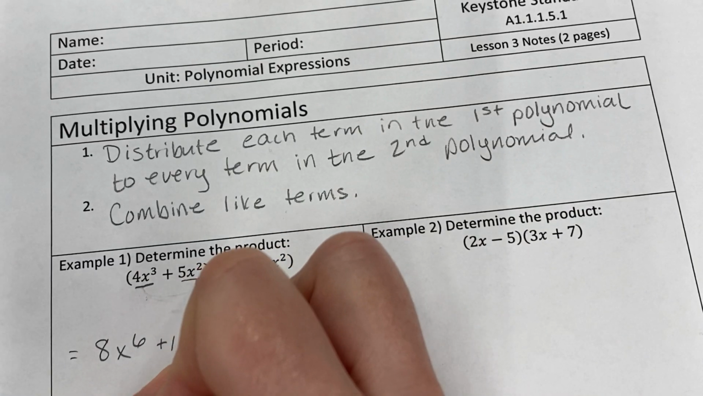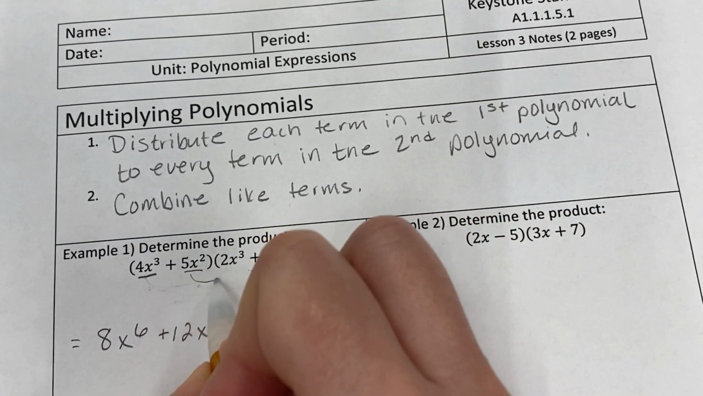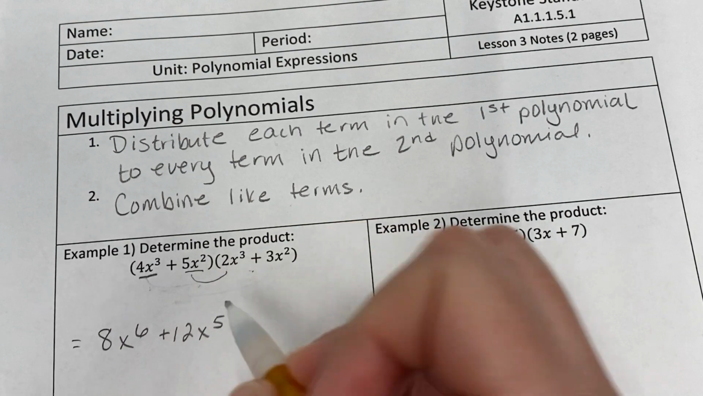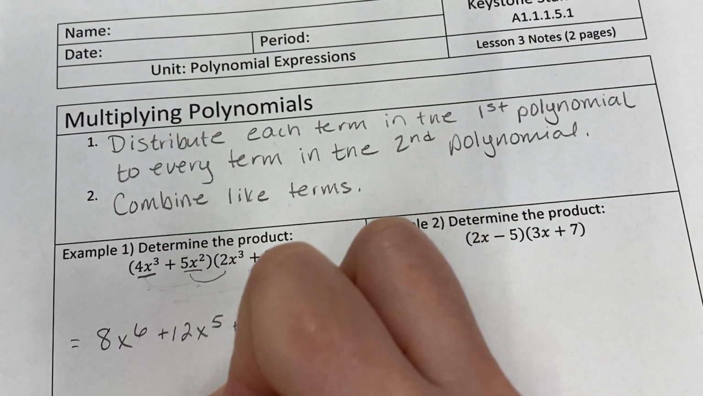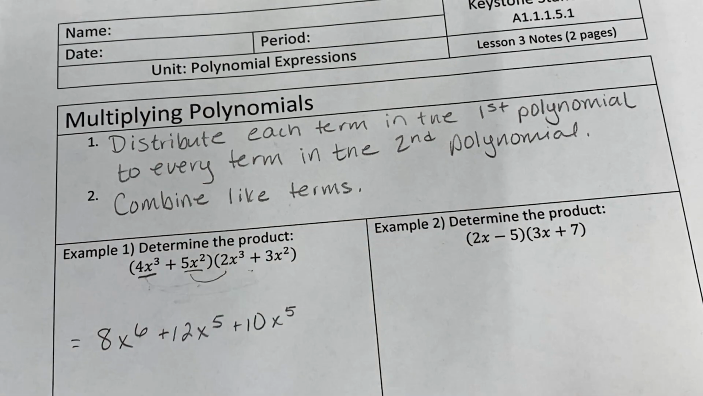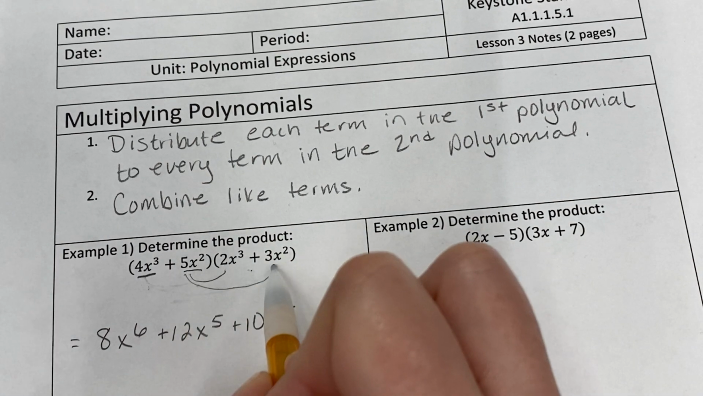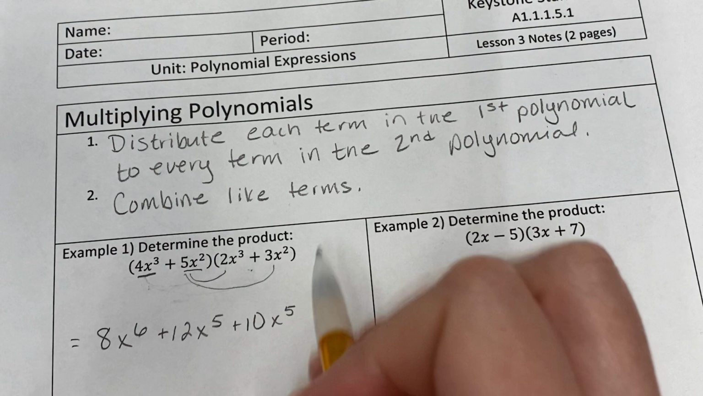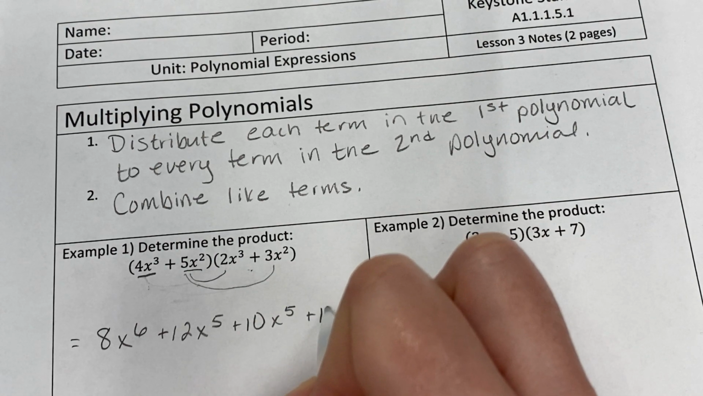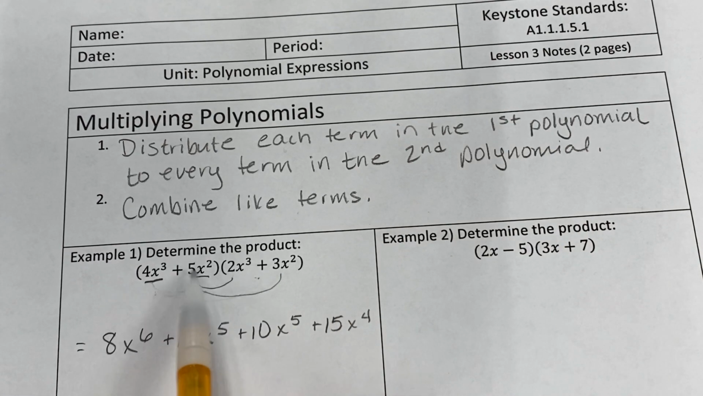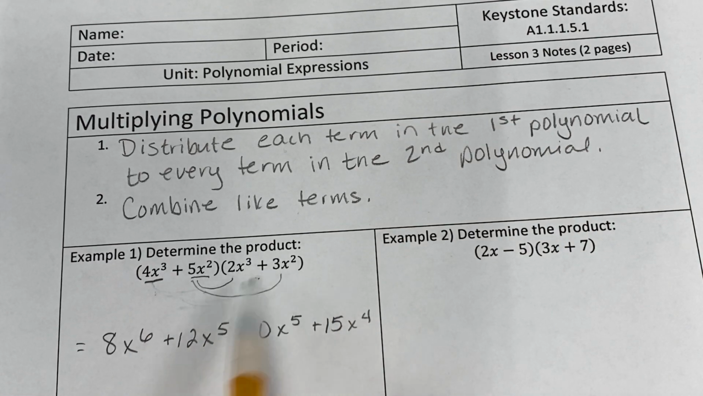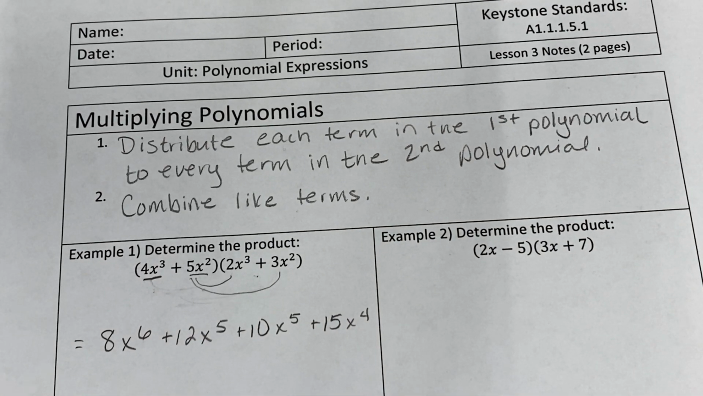And now I'm going to go to the next term and distribute that the same way. So 5x squared times 2x to the third is 10x to the fifth. And then 5x squared times 3x squared is 15x to the fourth. So that was step 1. You take these one at a time and you distribute them to all the terms in the next quantity.